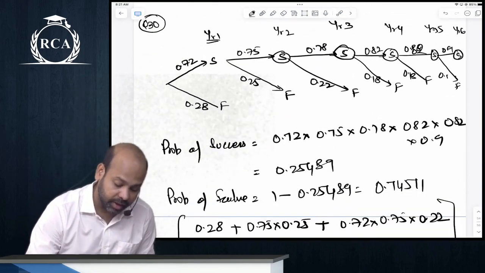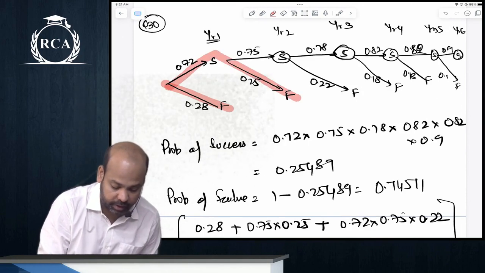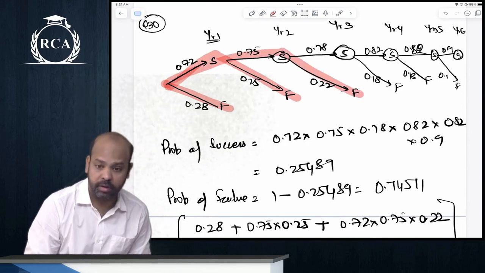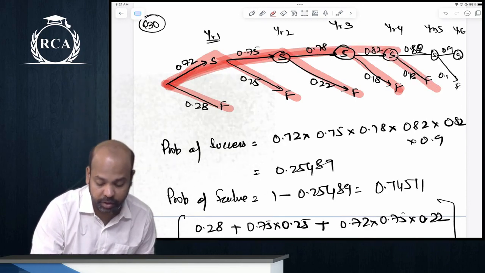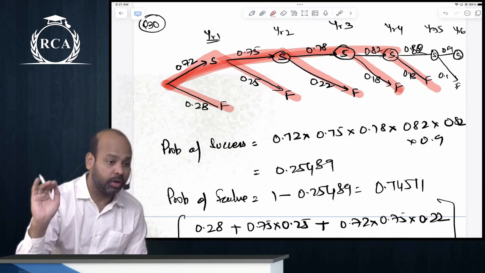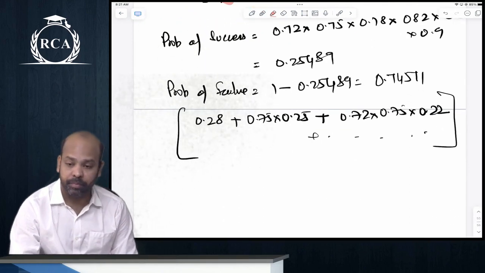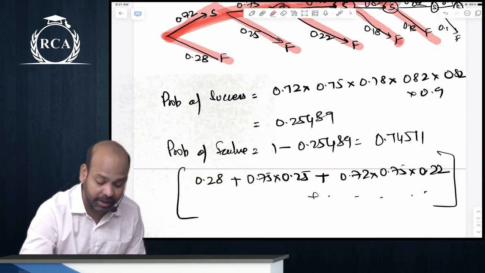Understood or not? See, in all of these cases the project is failing, no? This 0.28, or it will go like this, or it will go like this, or it will go till the third year and then fail in the fourth year, or it will go till the fourth year and fail. If you keep adding all of them, you will still get 0.74511. It is better to compute the probability of success and then take 1 minus that value. That will directly give us the answer.